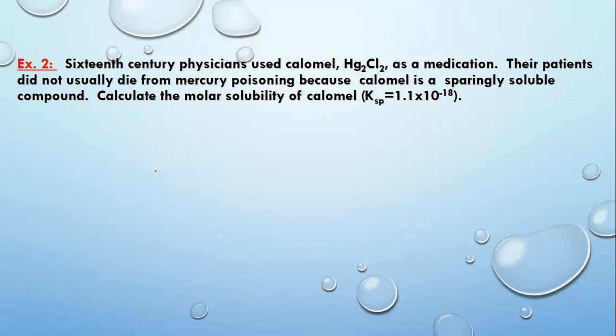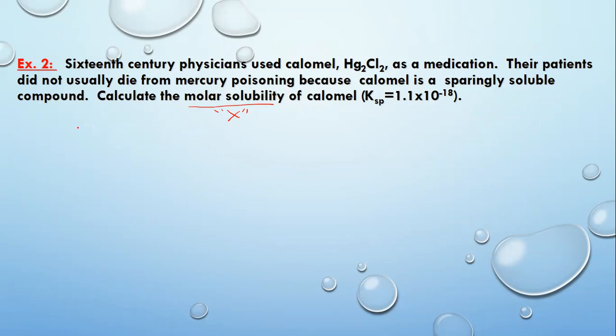Let's look at another example. 16th century physicians used calomel as a medication. Their patients did not usually die from mercury poison because the calomel is a sparingly soluble compound. Calculate the molar solubility, so it wants us to find x of calomel, and it gives you the KSP. So again, they want you to find x, they give you the KSP.